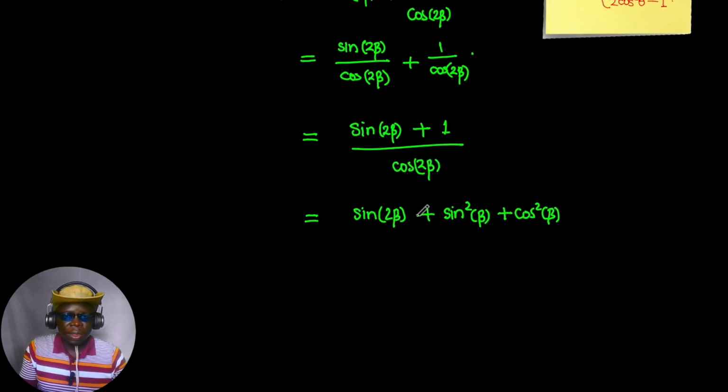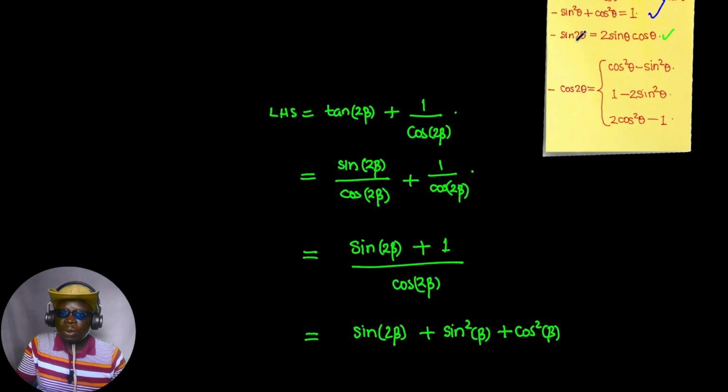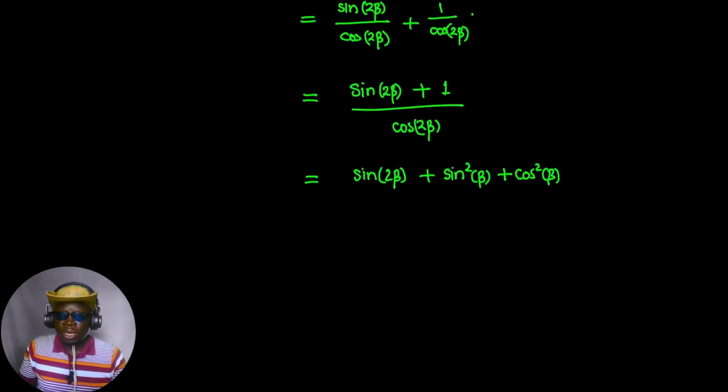And somebody may start wondering, we have 2 beta here, why have we got beta and beta here? Remember, if we use our identity up here, which says this one, the angle has been reduced to half. So we're going to replace this with this side here and we'll obtain the angle as beta. So let's move on and also do something for the denominator.